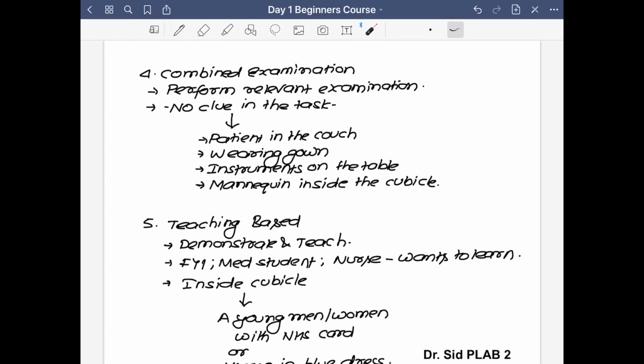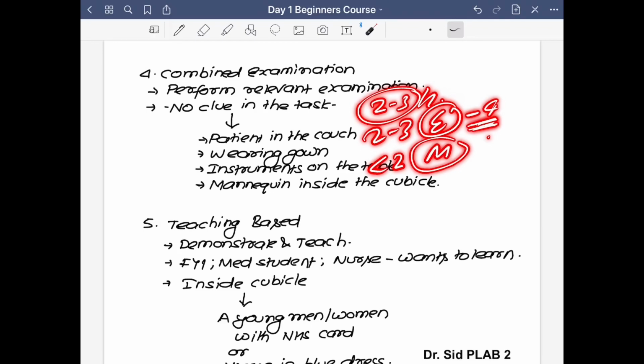Now, what is the advantage of identifying it as a combined examination? First of all, you will not miss examining this patient. Number one, that is the biggest advantage. Number two, the time management will also be easy. You have to invest 2 to 3 minutes in the history taking, 2 to 3 minutes in actually doing the examination, and less than 2 minutes in the management part. Sometimes you can go up to 4 minutes in the examination part.